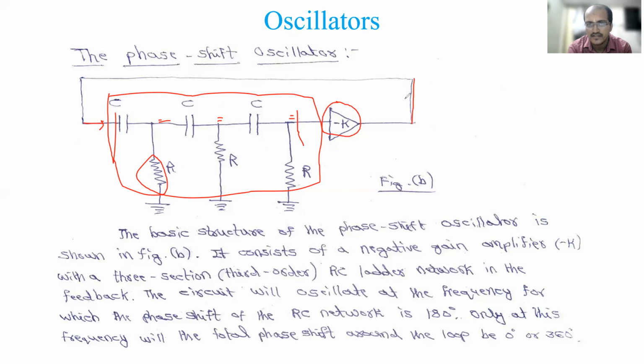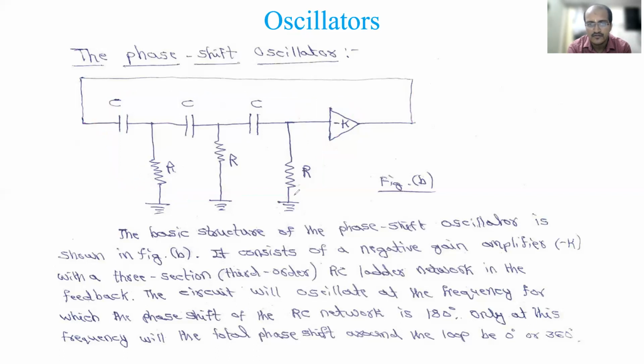I will explain that in the next sentences, so I'm just reading out. The basic structure of the phase shift oscillator is shown in the figure. It consists of a negative gain amplifier, minus K, with a third order RC ladder network in the feedback. The circuit will oscillate at the frequency for which the phase shift of the RC network is 180-degree. Only at this frequency is the total phase shift around the loop 360-degree or 0-degree, because the negative gain amplifier gives 180-degree and the feedback network provides 180-degree. Together it is giving 360-degree, thus satisfying the criteria of oscillation.